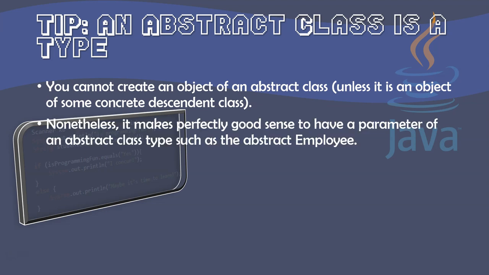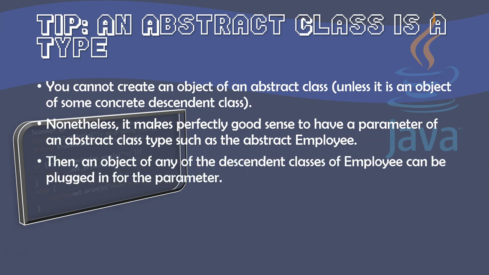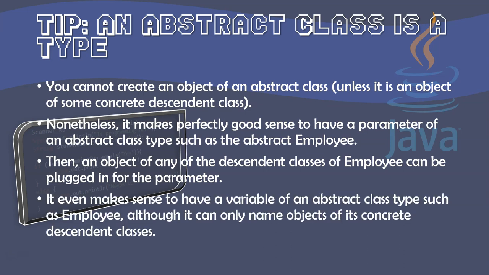Nonetheless, it makes perfectly good sense to have a parameter of an abstract class type, such as abstract Employee. Then, an object of any of the descendant classes of Employee can be plugged into that parameter. It even makes sense to have a variable of an abstract class type such as Employee, although it can only name objects of its concrete descendant classes. You can't, for example, try to pass in something like a Date for an Employee, because it's not the same type. It doesn't follow the same hierarchy.